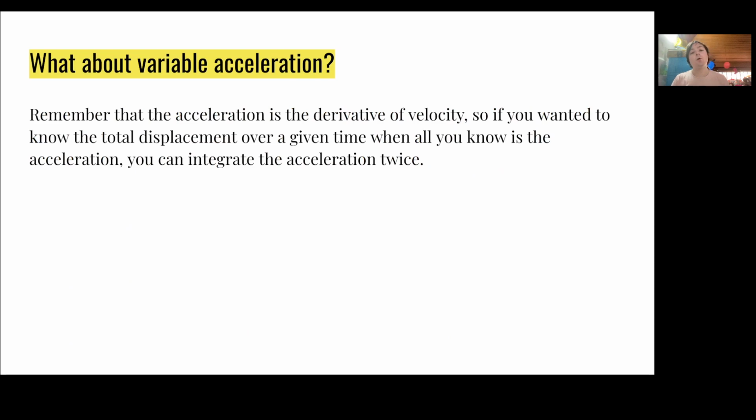Okay, and so finally, what about variable acceleration? So remember that the acceleration is the derivative of velocity. So if you wanted to know the total, say, displacement over a given amount of time, when you know this acceleration, you can integrate the acceleration twice. So the first integration of acceleration would just get you back to velocity. And then if you do it again, you would get to displacement.